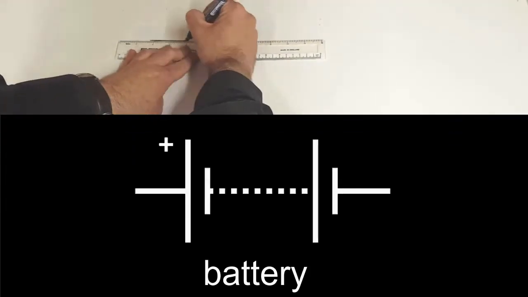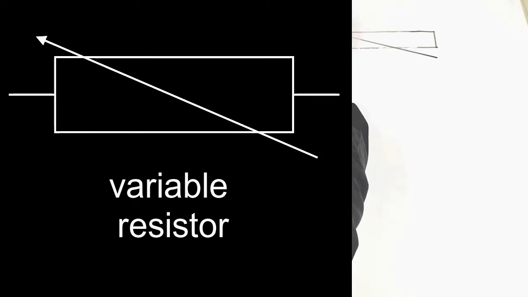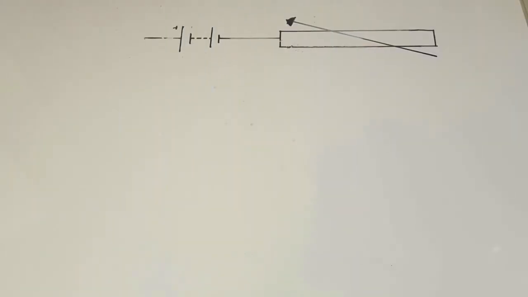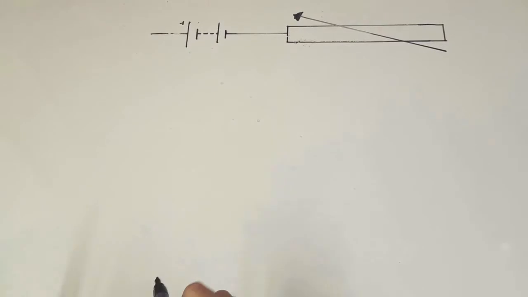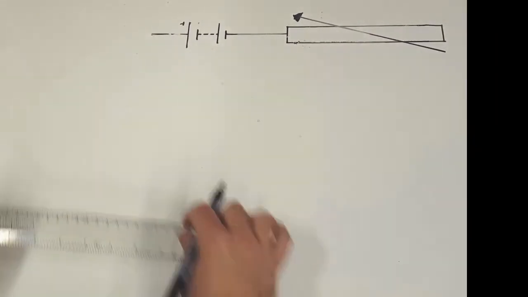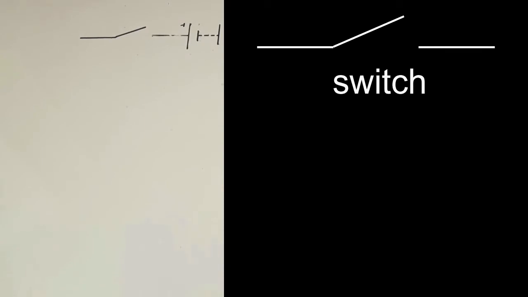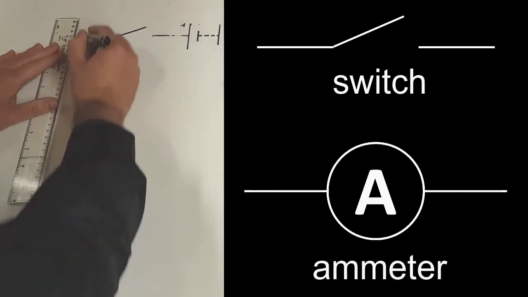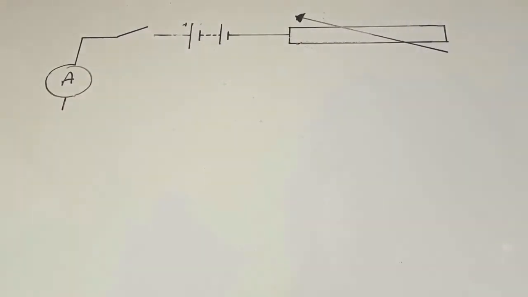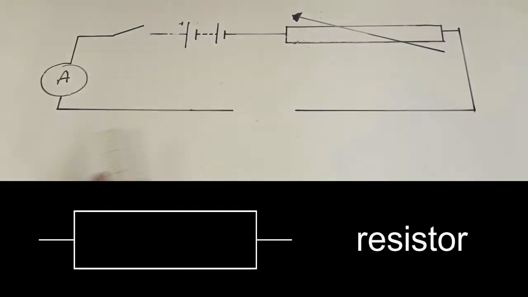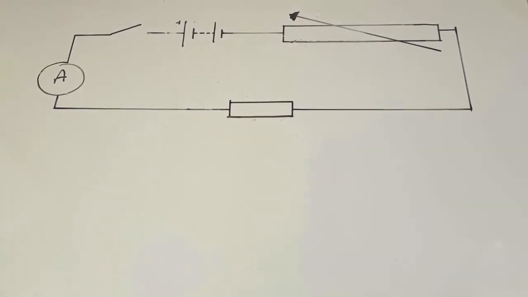So, first thing that we're going to do is we're going to start off by giving ourselves a power supply. Also going to need a variable resistor. In addition to that as well, I'm going to put a switch in the circuit, and I'll explain why later. And we're going to add an ammeter so that we can measure the current. And then we are going to add a resistor to our circuit. So now we have a complete inner circuit.